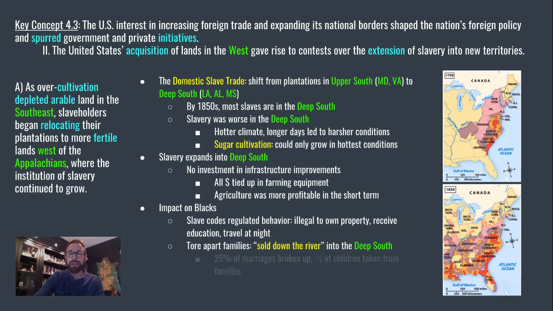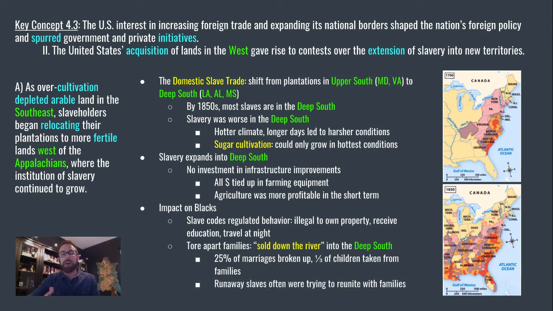So let's look at some data. 25% of black marriages were broken up as a result, and 1/3 of all children who were slaves were taken away from their families. It's within this era where we see many runaway slaves were often just trying to reunite with their families. Even if they weren't trying to get to freedom in the North where slavery was illegal, they were just trying to get back to what they wanted, their families, whom they had been taken away from.